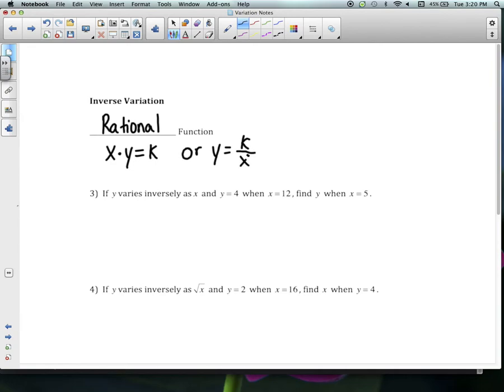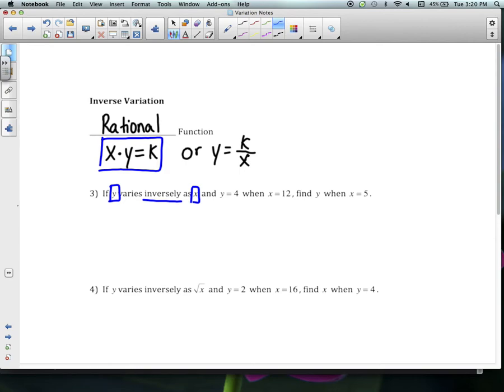So rational functions are usually functions where you have division, which is the second one that I wrote there. We're actually going to use the first one where we're going to multiply, as how we're going to set up our inverse variation problems. So to determine if you're doing inverse variation, you're looking for the keyword if y varies inversely as x.